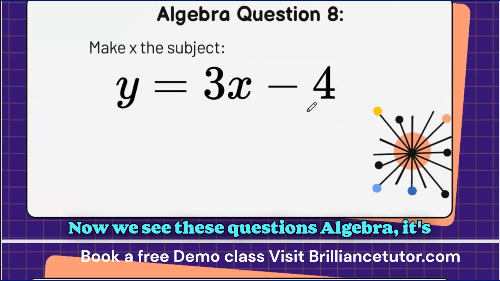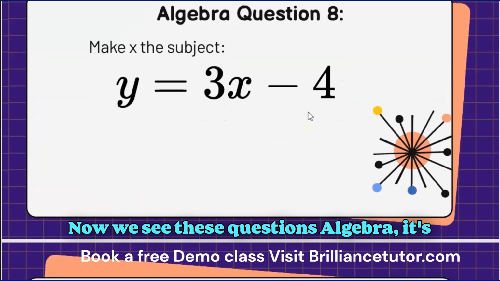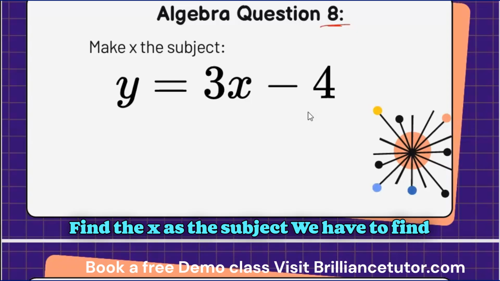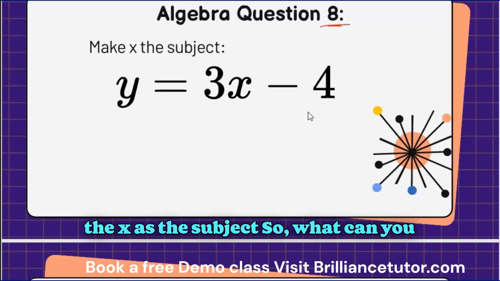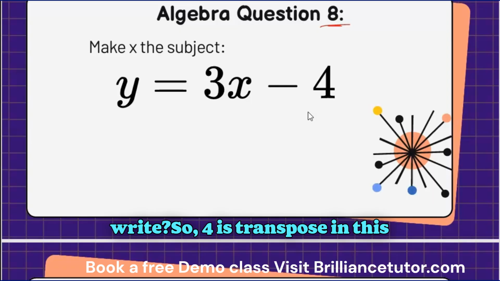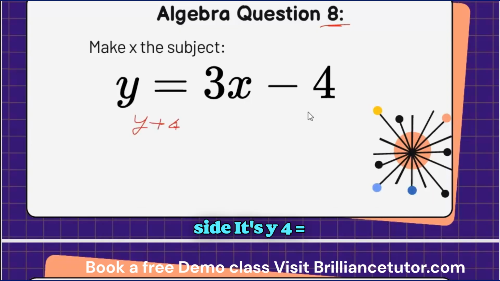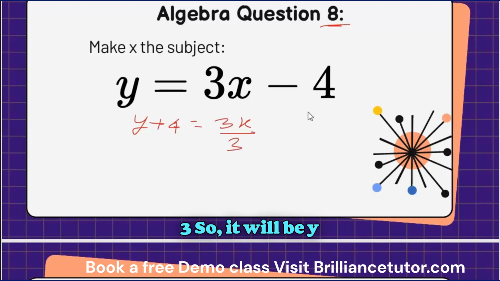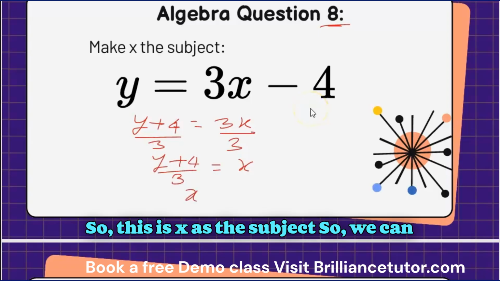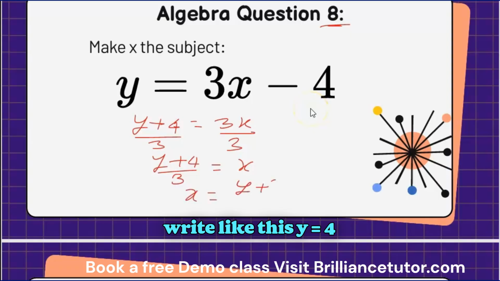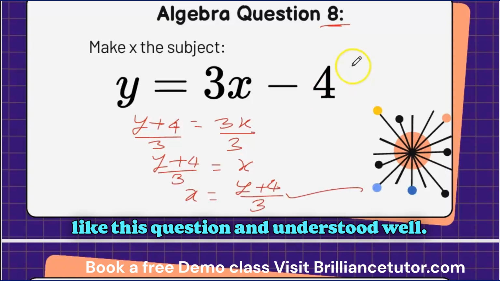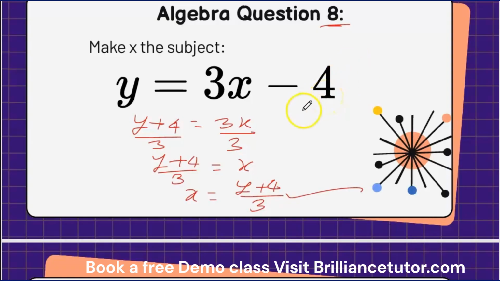Okay, now see these questions, algebra, equation question number 8. Find x as the subject. We have to find x as the subject. So what can you write? 4 is transposed to this side, so y plus 4 equal to 3x. When you divide both sides by 3, so this is x as the subject. So we can write like this, x equal to y plus 4 upon 3. So that's the answer. I hope you like these questions and understood well.